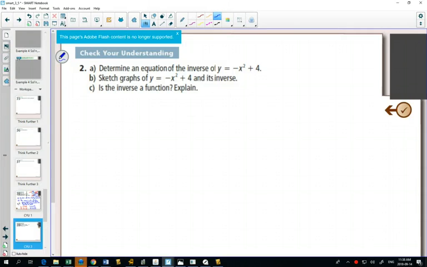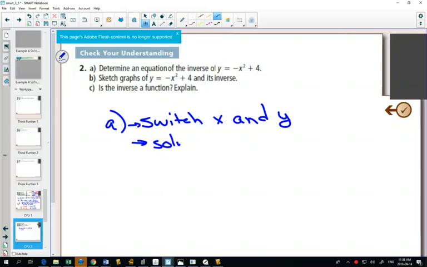Determine the equation of the inverse of y equals negative x squared plus 4. So here in A, this is where we're going to use that technique where we switch x and y, and then solve for y. So what would that look like to begin with? We would get x equal negative y squared plus 4.